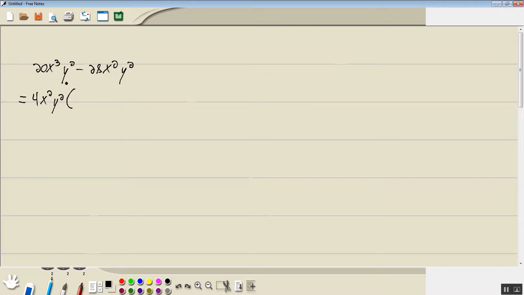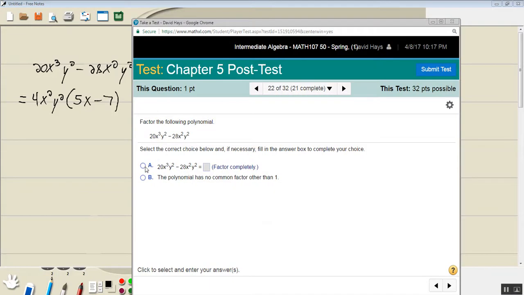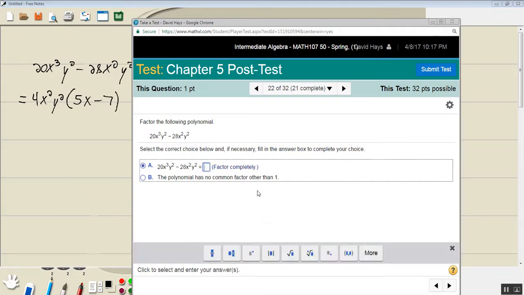This is the GCF. 20 divided by 4 is 5. We had 3 x's, we took 2 of them away, so it leaves a single x, and those y squareds are gone. Minus 28 divided by 4 is 7. That x squared's gone, that y squared's gone, so that would be our answer. So we've got 4x squared y squared times 5x minus 7.